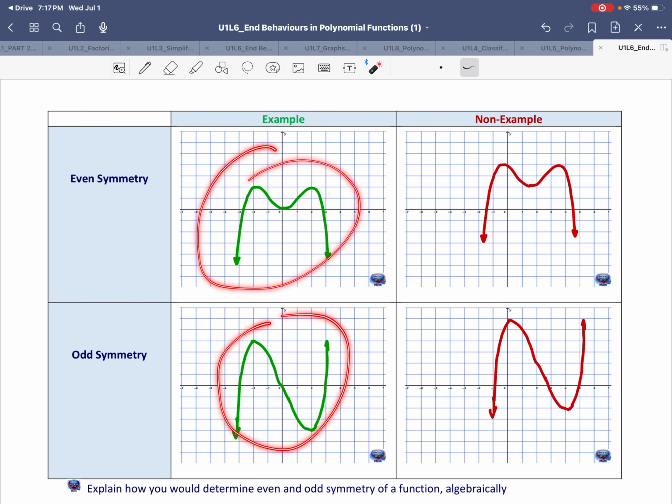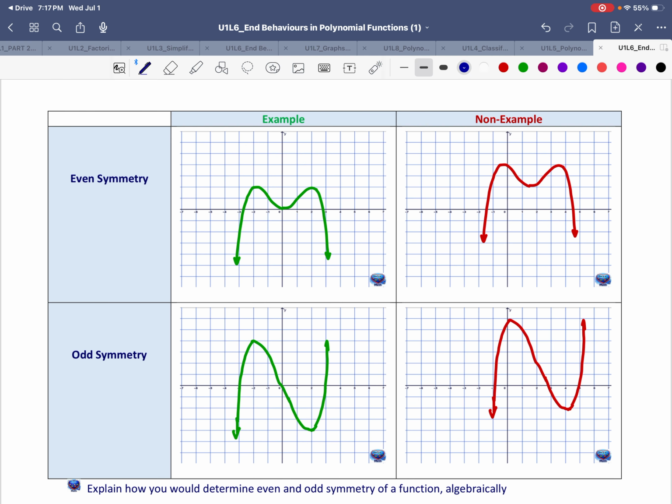Okay, now when it comes to symmetry, we've mentioned two types of symmetry, even or odd symmetry. Remember, even symmetry is when the y-axis serves as the line of symmetry, and odd symmetry is when the origin of the Cartesian plane serves as the point of symmetry. So we can rotate this graph around this point, and then this graph can become even this way, and that's what makes the symmetry odd.